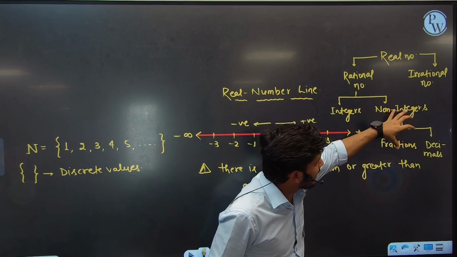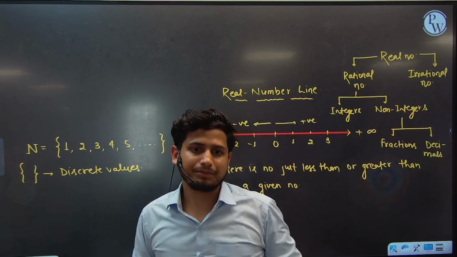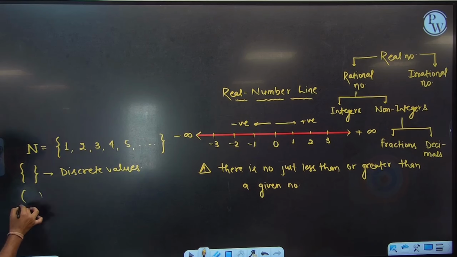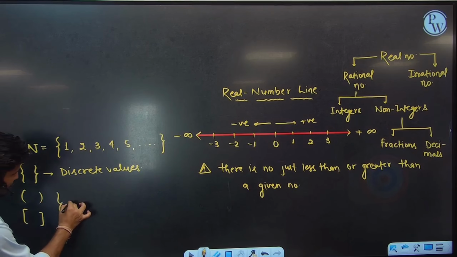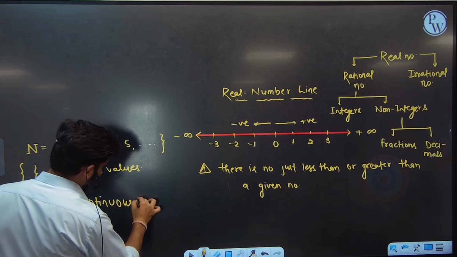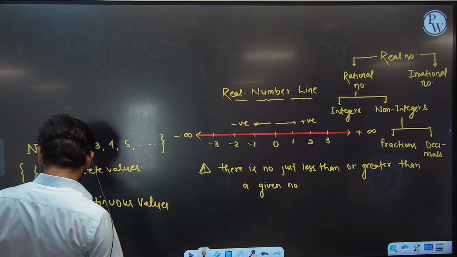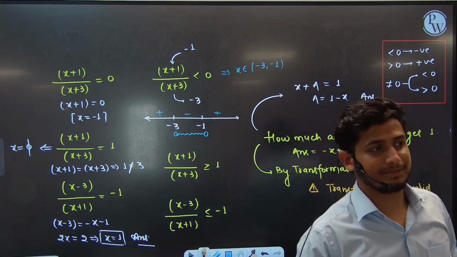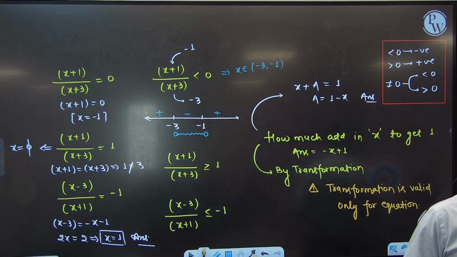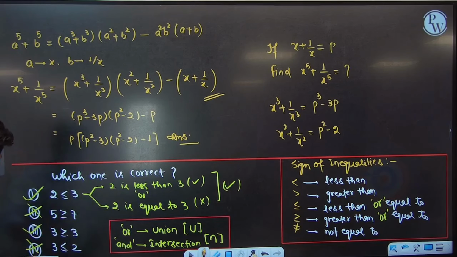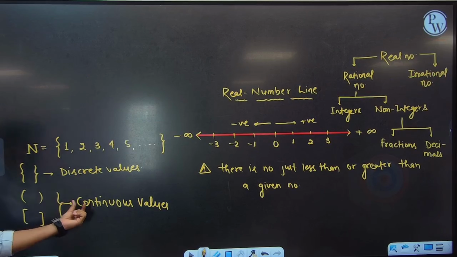Now we want to write these parts in bracket form. So we use this bracket, and this bracket shows continuous values. Continuous values. That's why we use this small bracket here. This is the history behind it. Understood? So this shows continuous values.